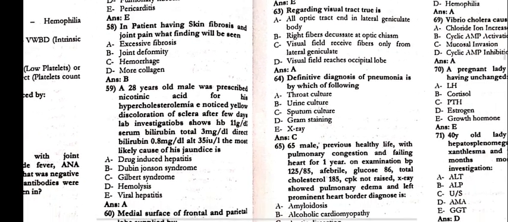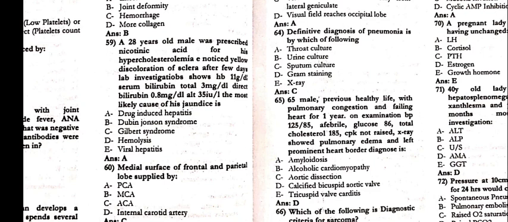58, in a patient having skin fibrosis and joint pain, which finding will be seen? The joint deformity. A 28-year-old male presented, on nicotinic acid for his hypercholesterolemia, noticed yellow discoloration of the sclera. After a few days, lab investigation showed hemoglobin 11, serum bilirubin 3, and direct bilirubin 0.8. ALT 35. The most likely cause is drug-induced hepatitis.